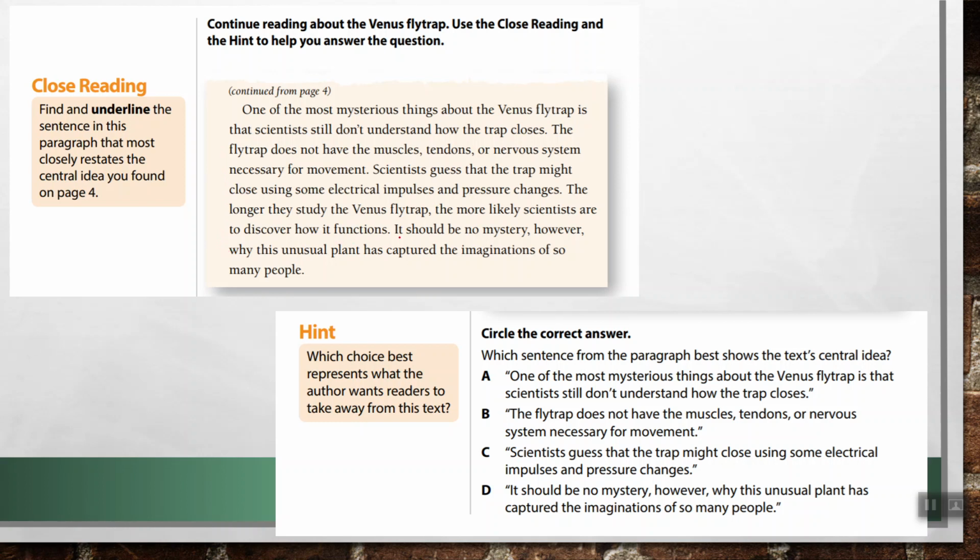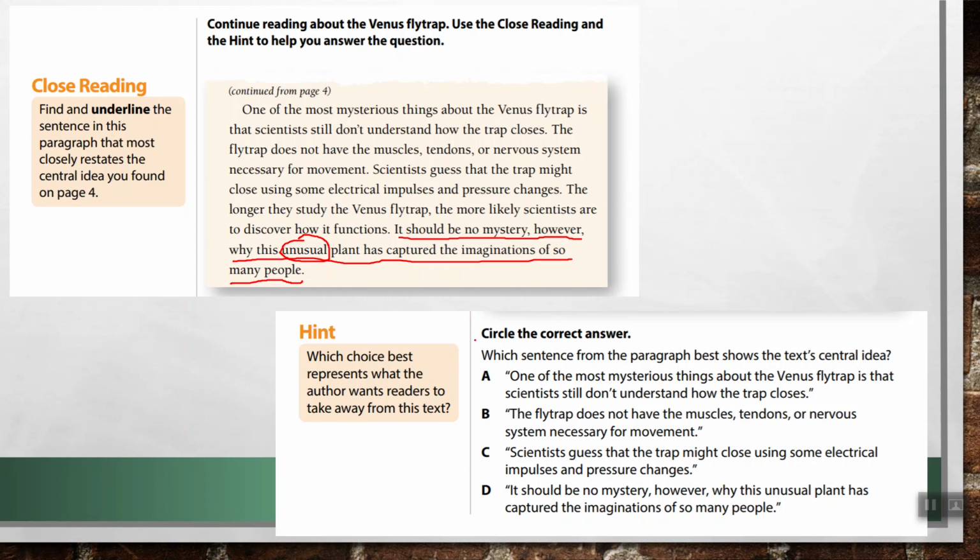I didn't know if we'd have a sentence to underline, but there it is right at the end. Remember, we were looking for a sentence that helps support the idea that the Venus flytrap is unusual and people find it interesting. And the very last sentence says, this unusual plant has captured the imagination. So if something captures our imagination, that means we're intrigued by it, we find it interesting. It captures the imagination of so many people.